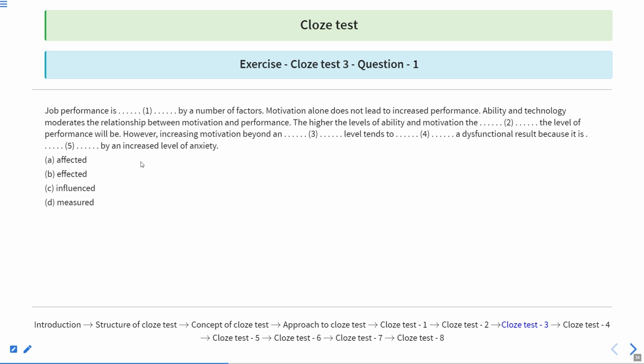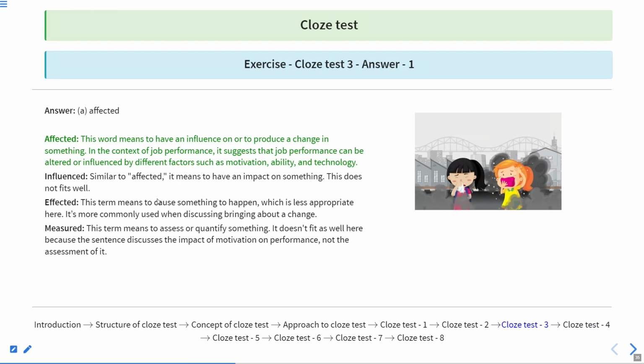Which particular word would fit in? If it was, let us say, affected. Job performance is affected by a number of factors. It would actually fit in. Let us look at the answers. Affected is the right one.